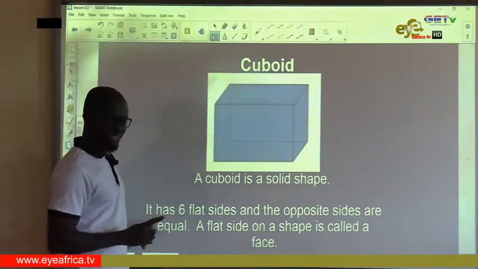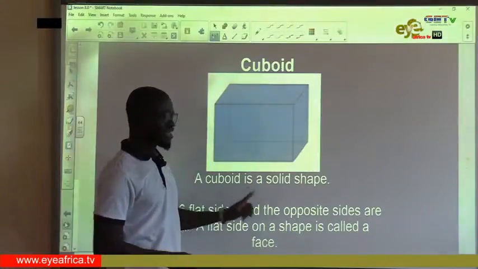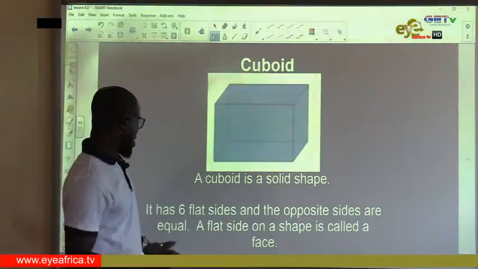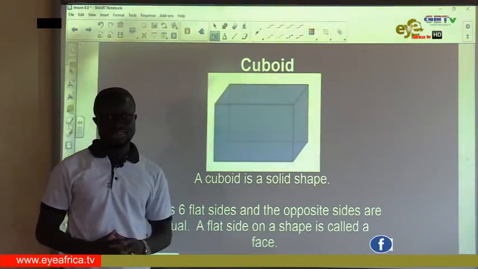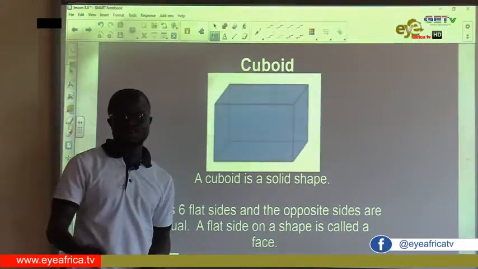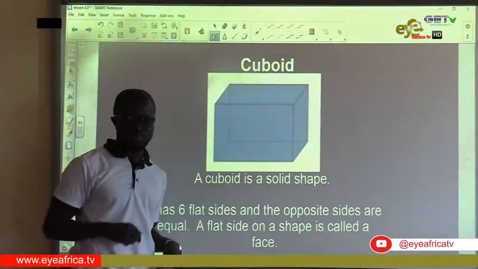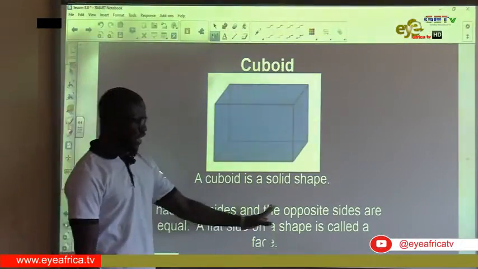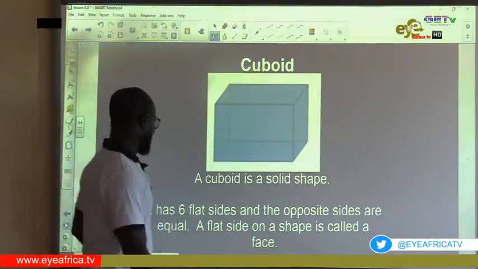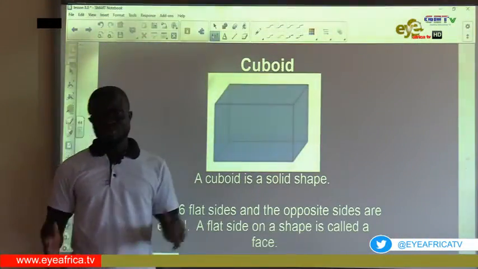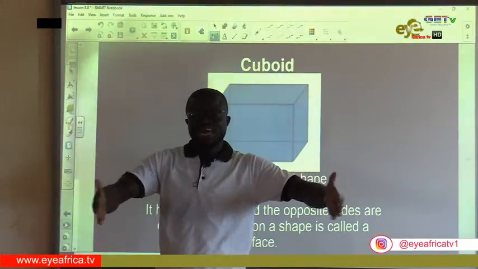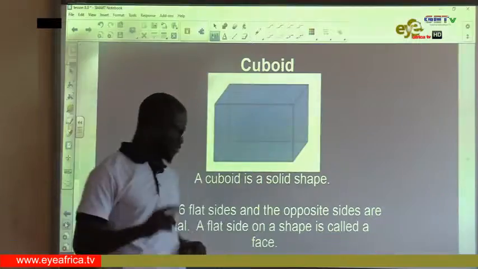So in this case, what are the properties of a cuboid? One of them is that it has 6 flat sides. I repeat, the first property is that a cuboid has 6 flat sides. Like I said, we will always go to the object itself and count to confirm whether what we have on the board is true or false. Another property is that the opposite sides of the cuboid are said to be equal. When we say opposite sides, that is, the 2 sides facing each other from either end are supposed to be what? Equal. We will justify that.